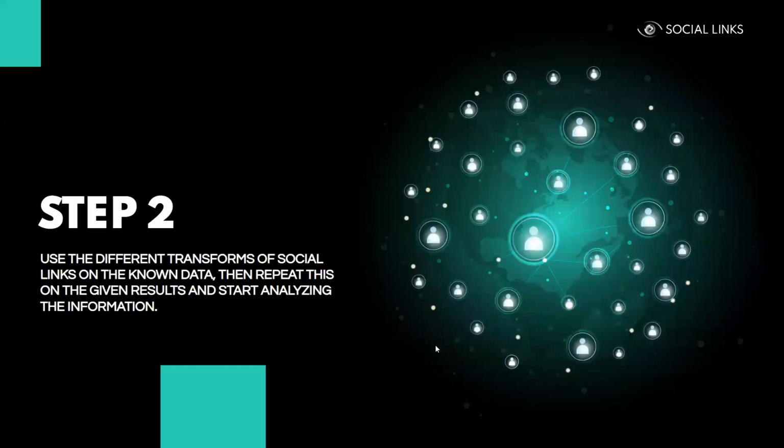So then my second step is to use different transforms of Social Links on the known data, then repeat these steps on the given results, and then start analyzing this information.